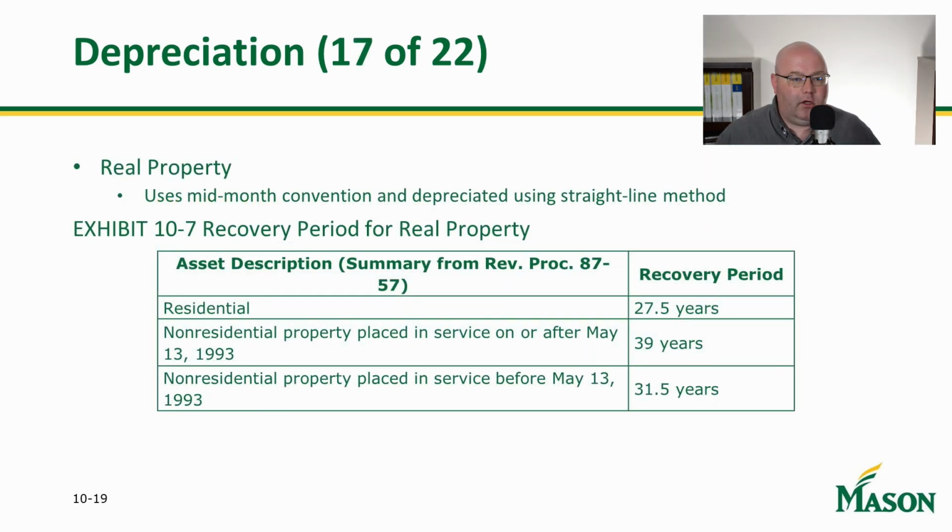So real property, you're going to use the mid-month convention, depreciating using the straight line method. Real property is stupid easy. All you have to do is ask, is it residential? Yes: 27.5 years. Non-residential commercial: 39 years.